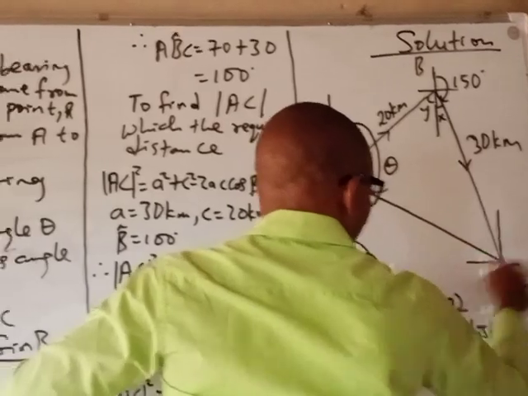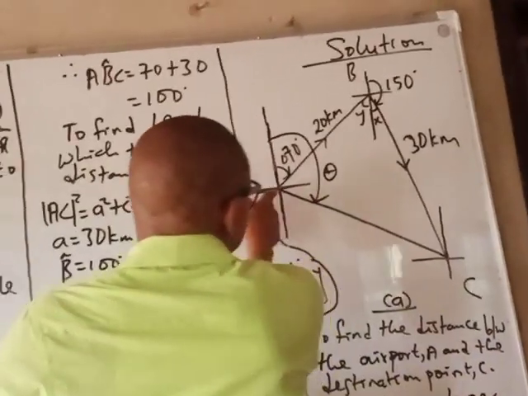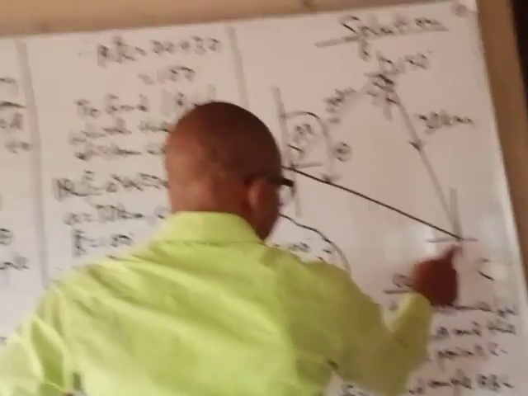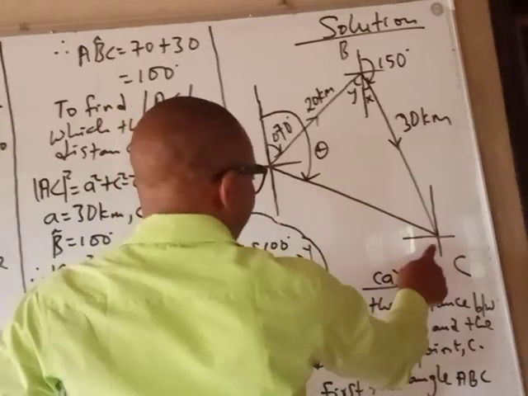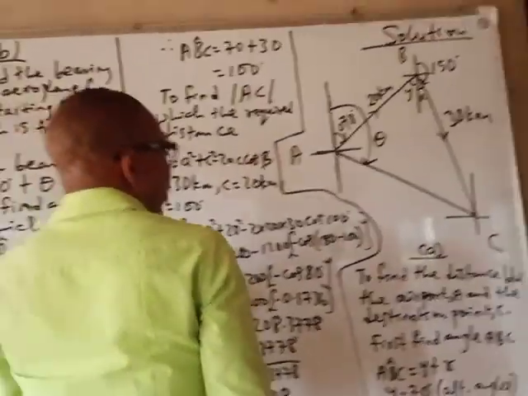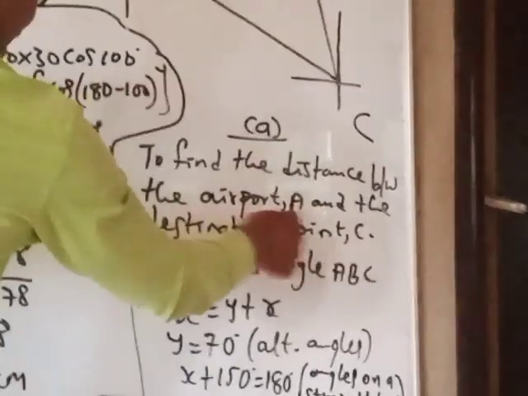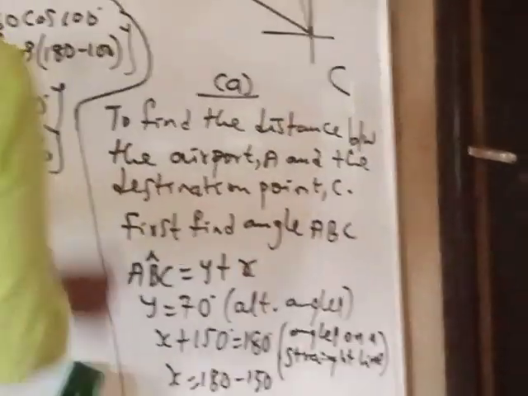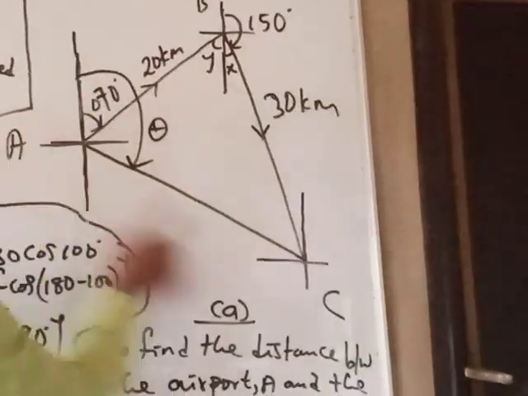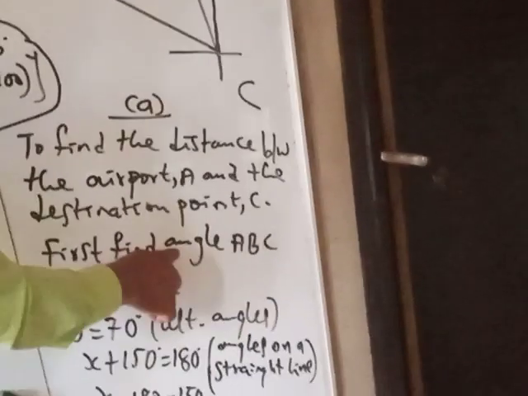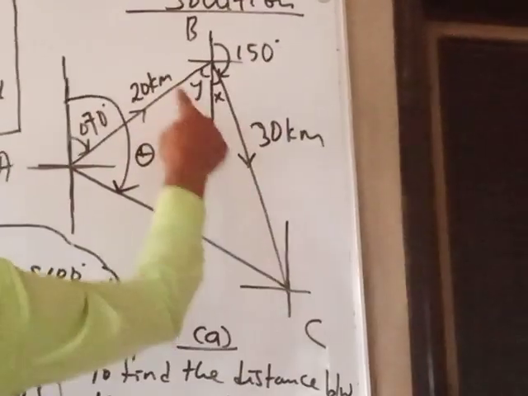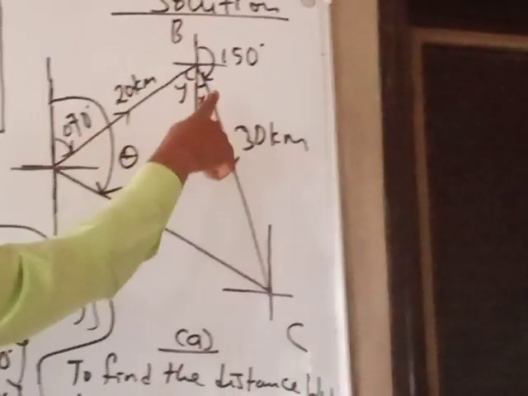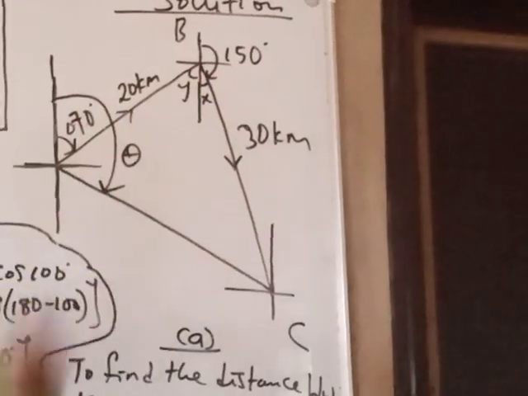We draw four cardinal points. Then we now join the point A and point C. So that is the shortest distance between the starting point of the aeroplane and the destination point C. Then in calculating the first one, that is to find the distance between the airport A and the destination point C, which is now distance AC, first, we find the angle ABC. Angle ABC, this angle, which is Y, angle Y, and angle X.